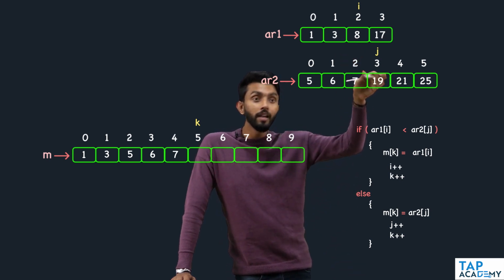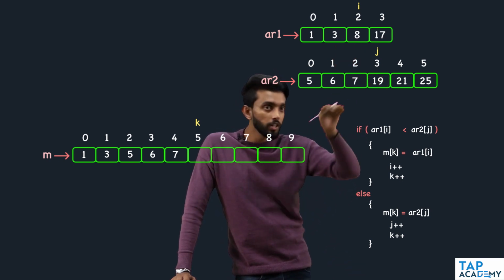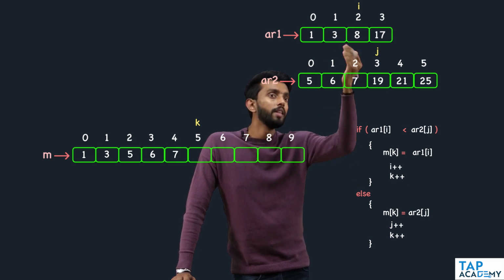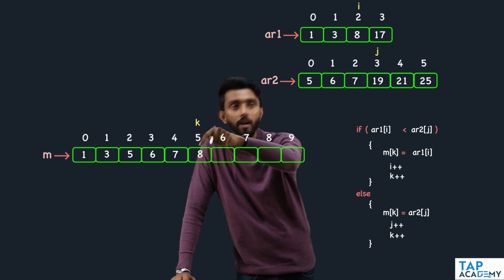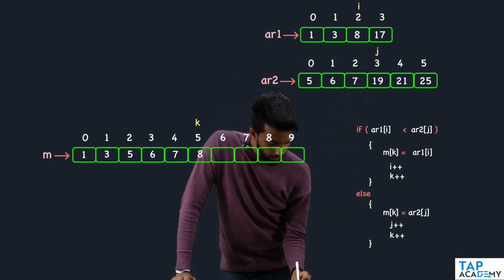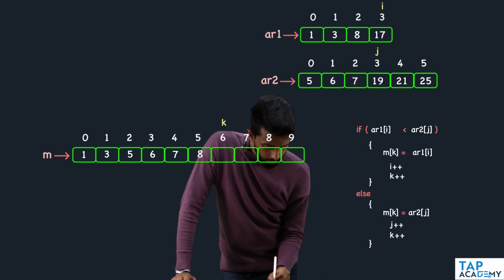Is 8 less than 19? Yes, the ith element is lesser than the jth element. If this condition is true, then store the ith element at the kth position. So 8 gets stored at 5. After which, you have to increment i, increment k.